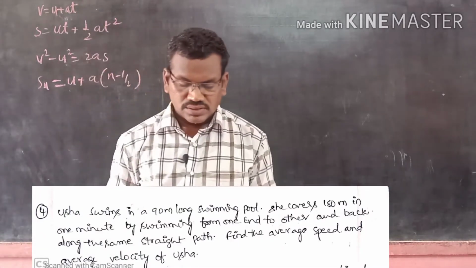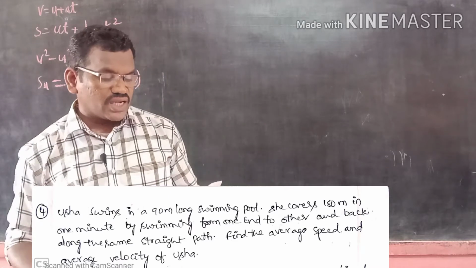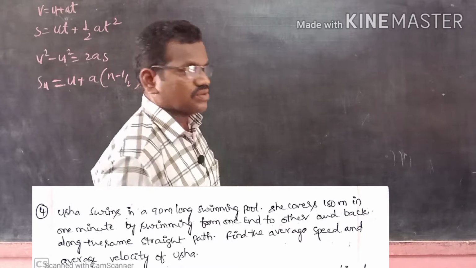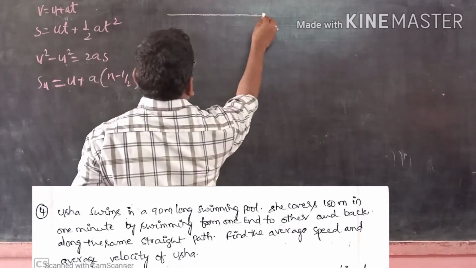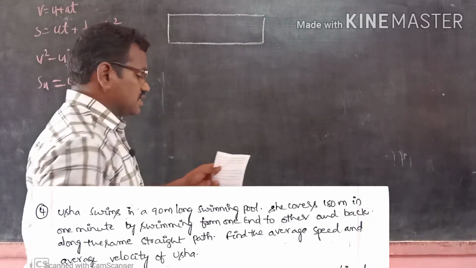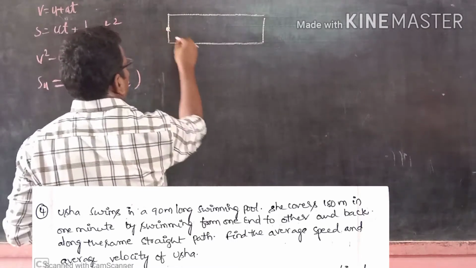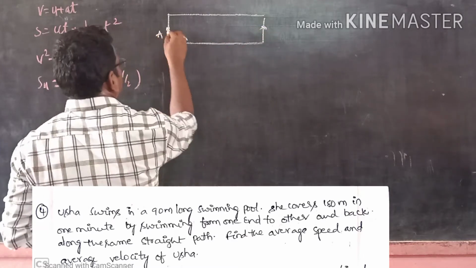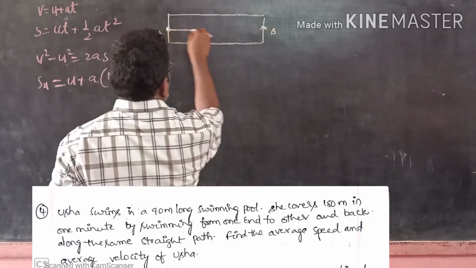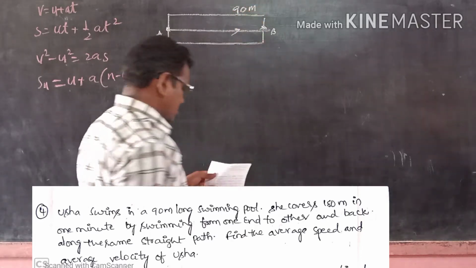Usha swims in a 90 meters long swimming pool. Means Usha is swimming in a swimming pool. For example, say consider this is the swimming pool. The length of the swimming pool is 90 meters. So from this point to this point, for example, say A and B, the total distance is 90 meters.